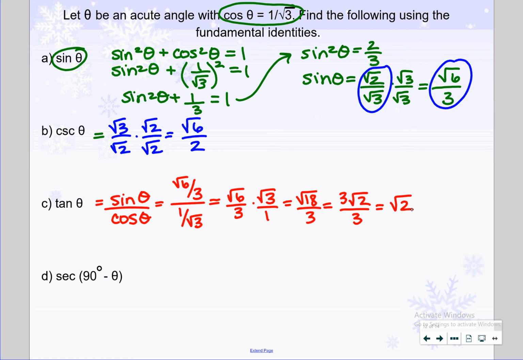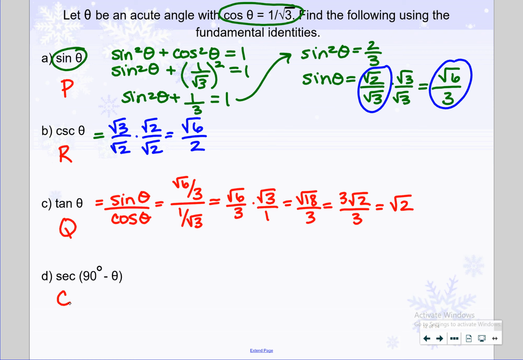Okay, so first one we used Pythagorean, second one we did reciprocal, third one we did quotient, just to give you an example what each of those would look like. The fourth and final one is the most obvious which group of identities you're going to use because it has a 90 minus in it. If there's a 90 minus in it, you are using the co-function identities, that group.